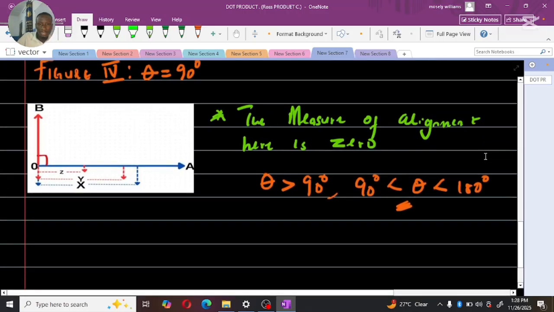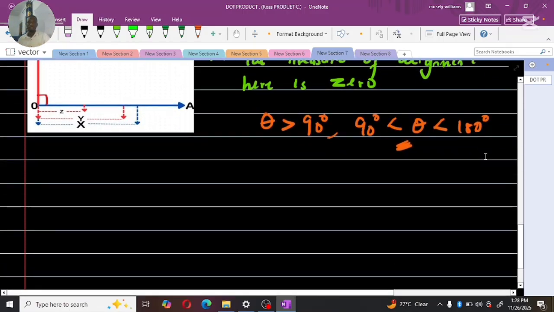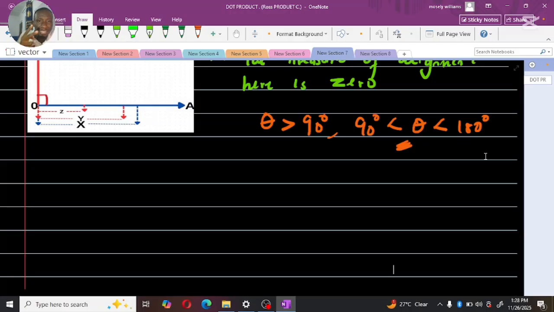Now, let's talk more about dot product. In mathematics, dot product has two major representations. We have two ways we can represent dot product. The first one is that we can represent dot product algebraically. So let's talk about the algebraic representation.